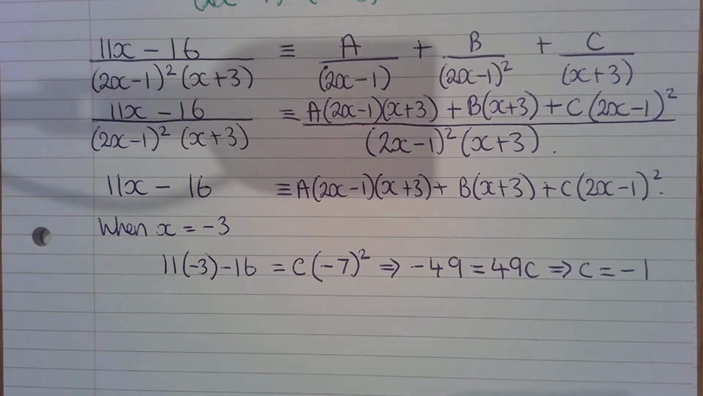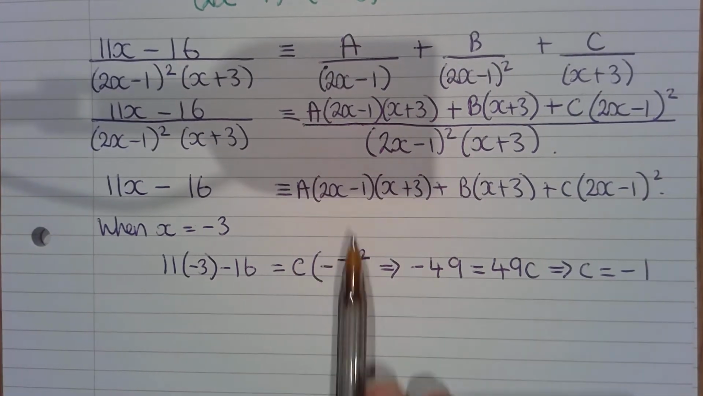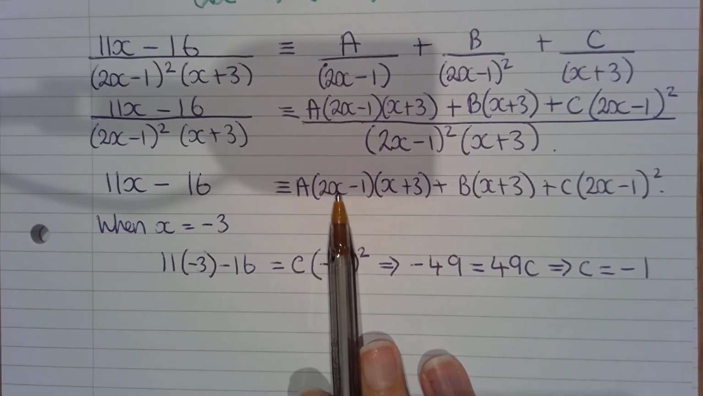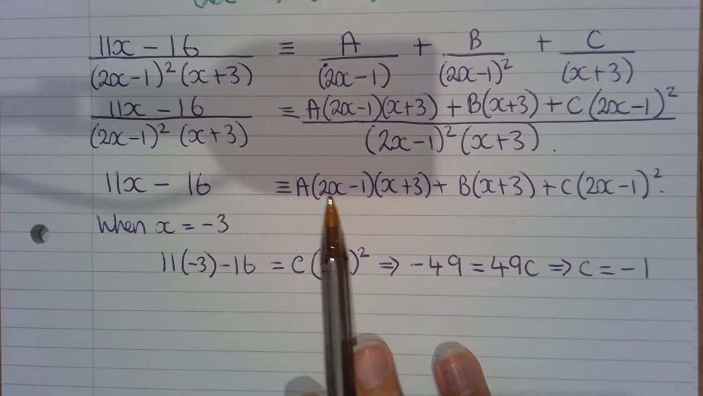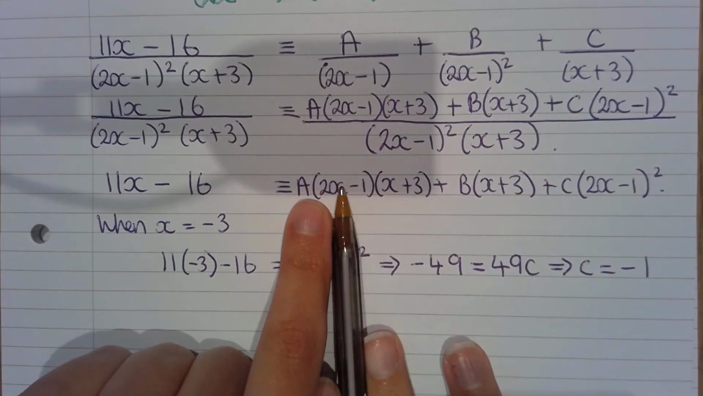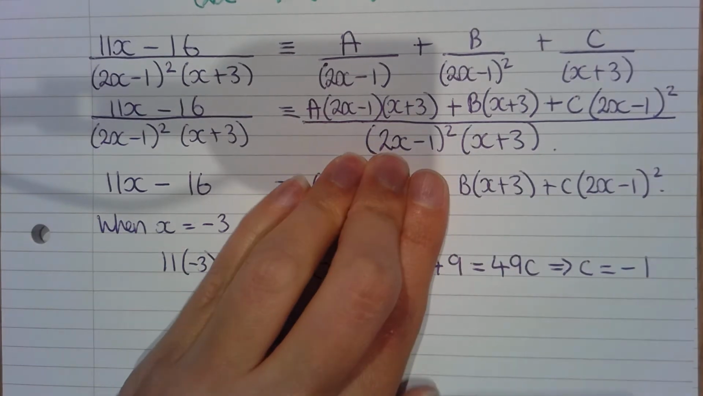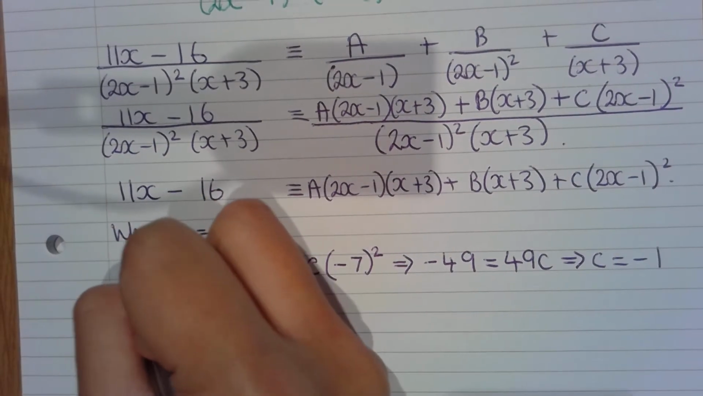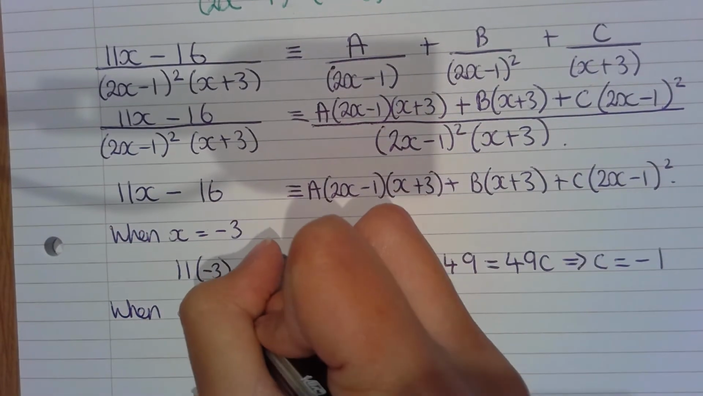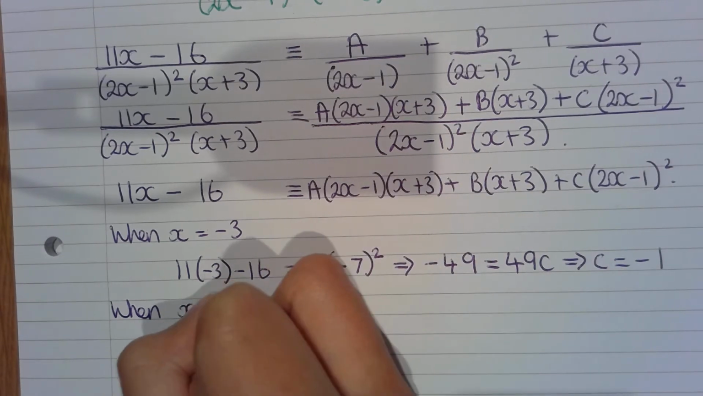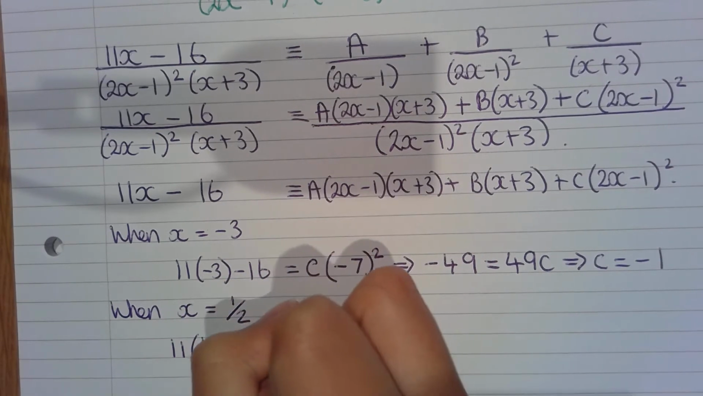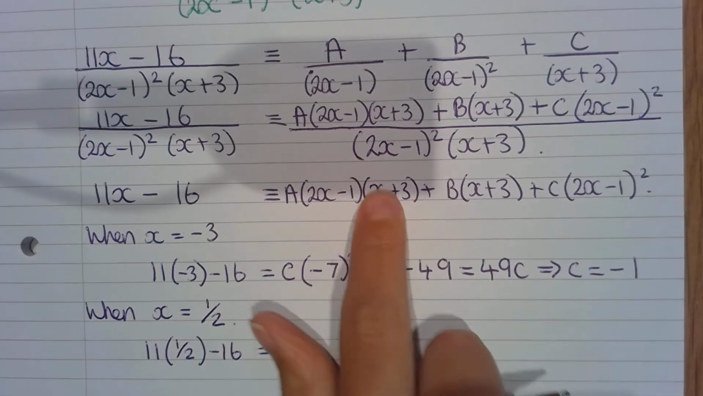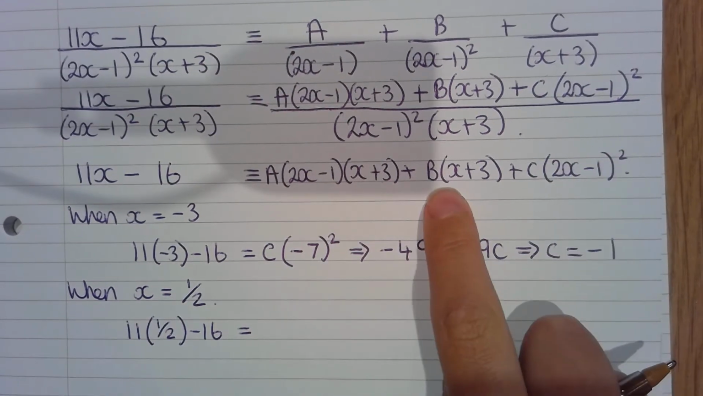So now we're going to have to substitute in a fraction. So to make this bracket 0, 2x take away 1, then x must be a half. So that will get rid of this section. So that will get rid of my a, that will get rid of my c. So I'll be able to find my value for b. So when x is equal to a half, I've got 11 times a half, take 16, equals, this becomes 0, this becomes 0, so I've just got the b part.